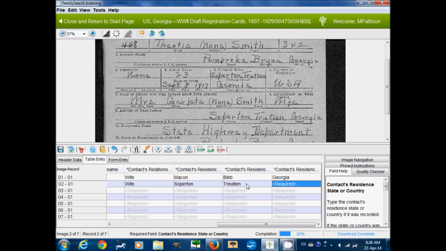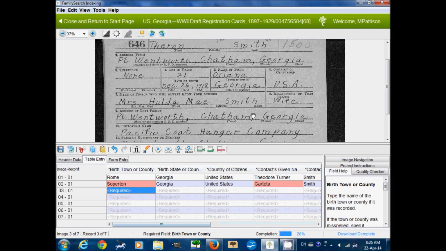So that's fine. Then the resident state, and it does actually say Georgia here. Sometimes on the address line we'll find that it doesn't actually say the state. They assume you know it's Georgia. But if it doesn't actually say Georgia, we can't fill that in. But it does here, so that's okay. And that's all for this card. So we'll go on to the next card.